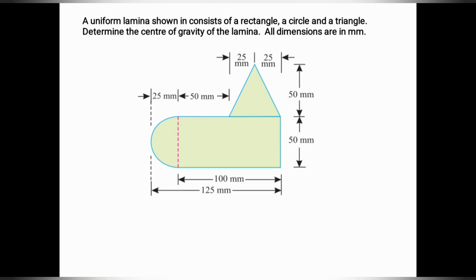In this lamina you can see there are three simple plane sections: one is a semicircle, the next is a rectangle, and then an equilateral triangle. All its dimensions are given. Before starting, first draw the x-axis and y-axis for this problem: the x-axis along the bottommost portion of this section and the y-axis along the leftmost portion.